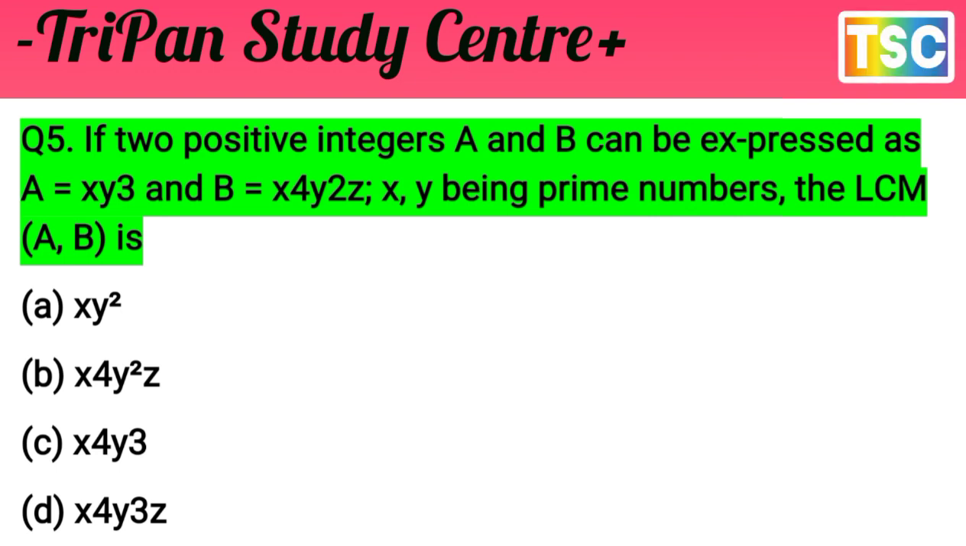B, x4 y2 z, is not applicable because y is 3 here, not 2. And C, x4 y3, is not applicable because z is not present here. You know that the lower common factor is a prime number here. D is the right answer, because x4 y3 z is the correct answer. The correct answer is D. That's important here, and let's see the next question.